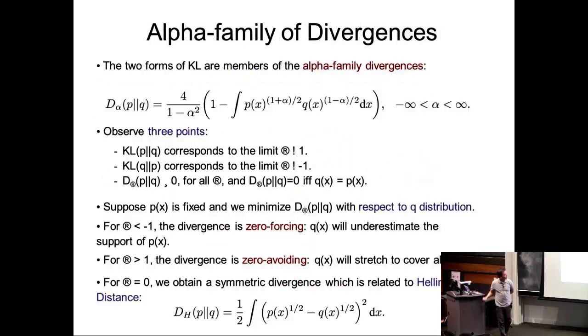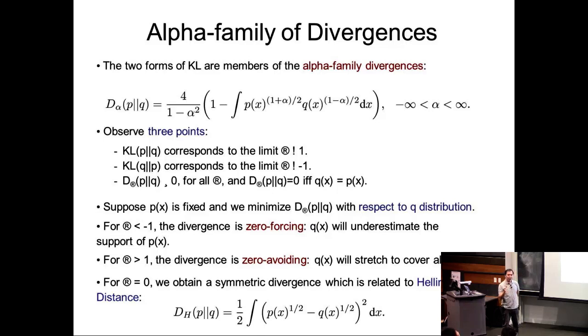There is also a class of so-called alpha family of divergences that's defined this way. I don't have any intuition for that equation, but there are 3 points about this equation. That's where mathematicians come in.